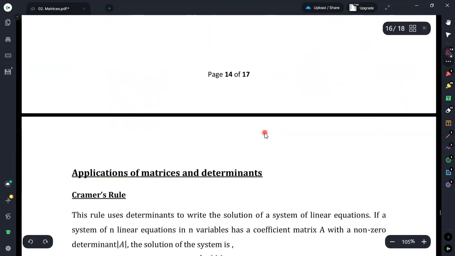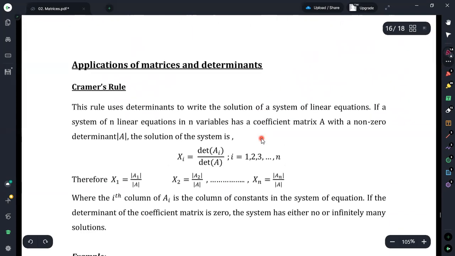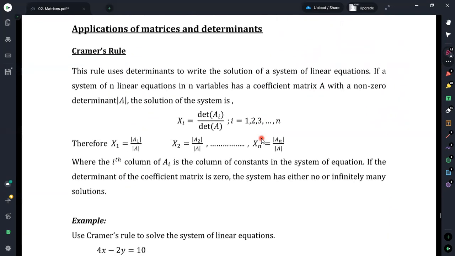Okay, now I will move to the latter part of this topic on matrices. Here we will discuss the applications of matrices and determinants. As an application of matrices and determinants, I will discuss Cramer's rule. Cramer's rule is a method we use to obtain the solution for a system of linear equations.